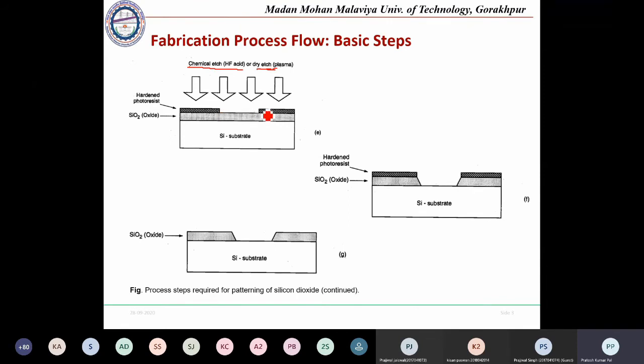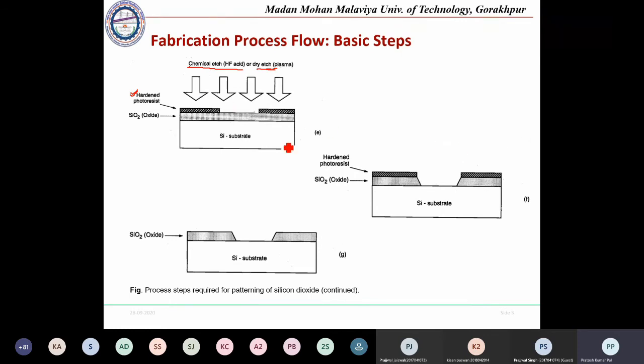The soluble photoresist layer will be removed, and the remaining layers will be hardened photoresist. This means it is a hard photoresist, and it will not be removed by etching. Only the soluble photoresist section will be removed by chemical etching or dry etching. Etching is basically the removal of waste materials in a particular region or layer.